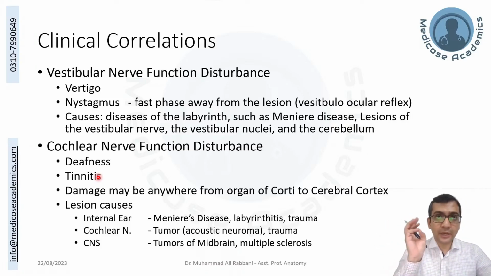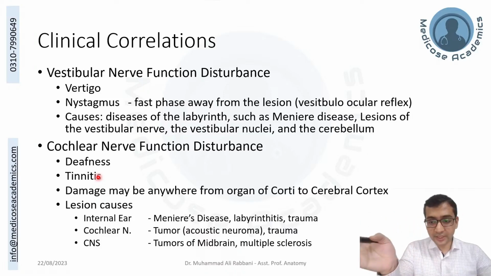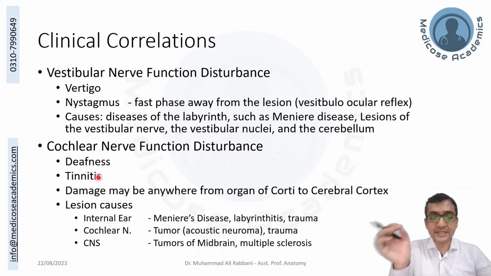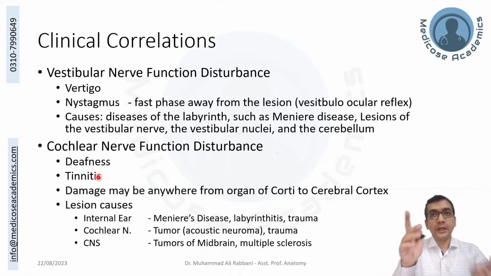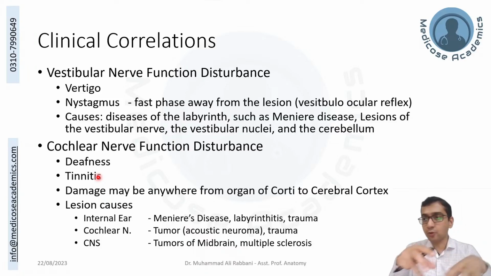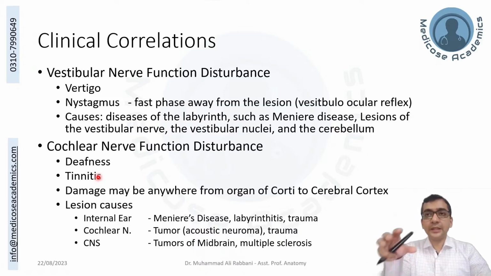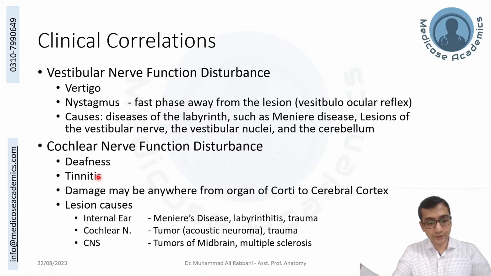Any injury from the hair cells, from the sensory organs to the cerebral cortex, will lead to sensorineural hearing loss. Conductive hearing loss will be anything before the cochlea, that includes the external ear, the opening, the eardrum, the middle ear, the ossicles, the oval window, the foot of the stapes, otosclerosis. Those will be conductive causes. Anything from the cochlea onwards will be sensorineural causes.